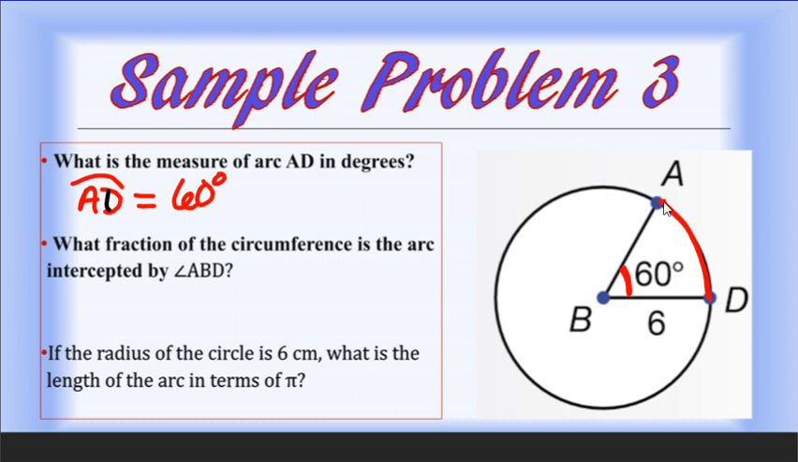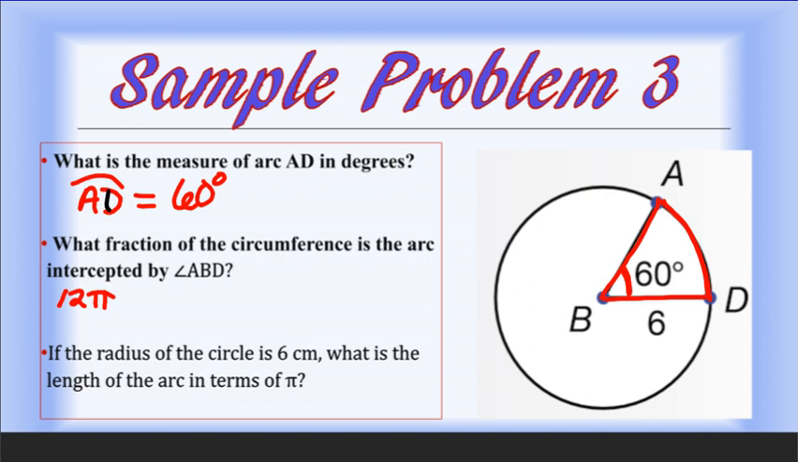Next part, what fraction of the circumference is the arc intercepted by angle ABD? We want to know what fraction of the circumference. Remember, circumference is pi times diameter. So if the radius is 6, the diameter has to be 12. So 12 pi is the circumference. We need to find out what fractional part of the circumference is that arc.